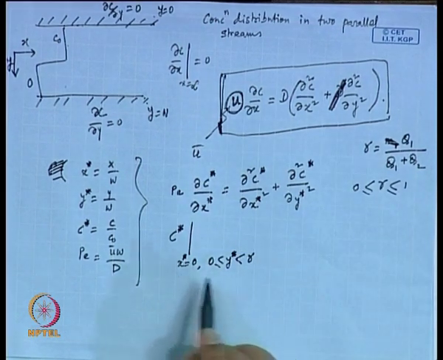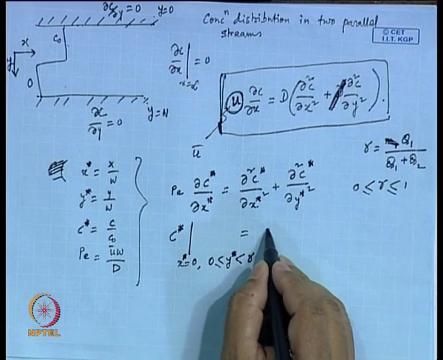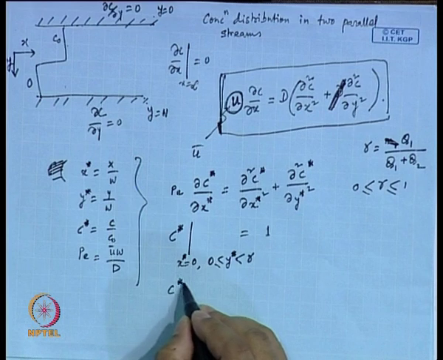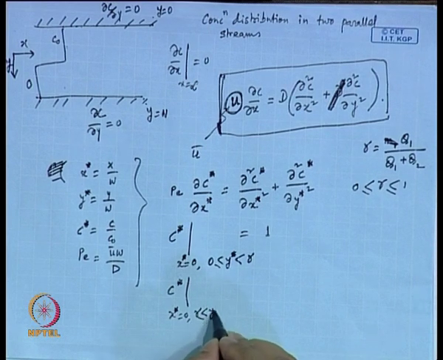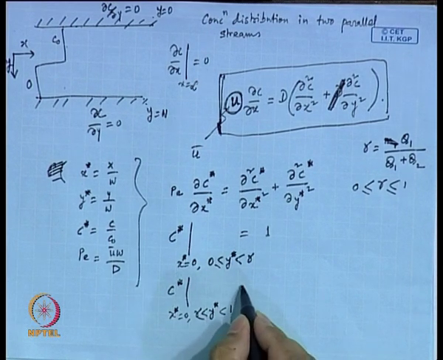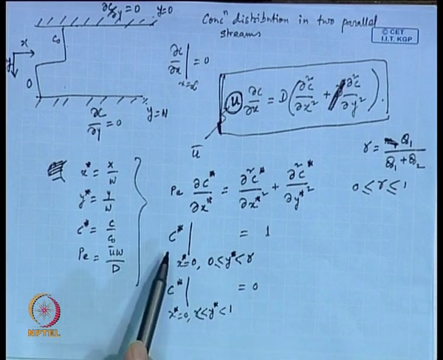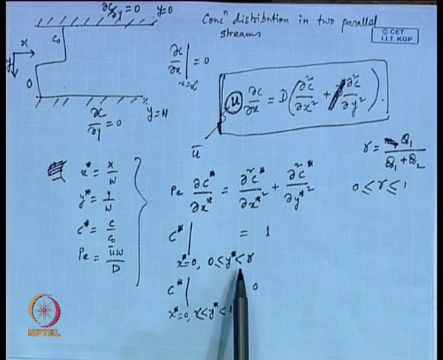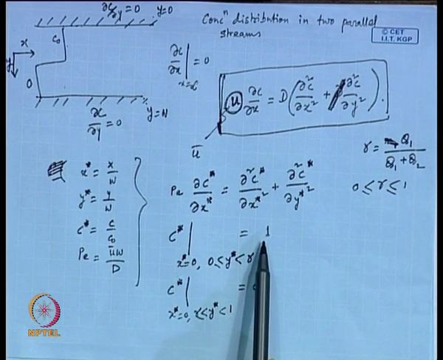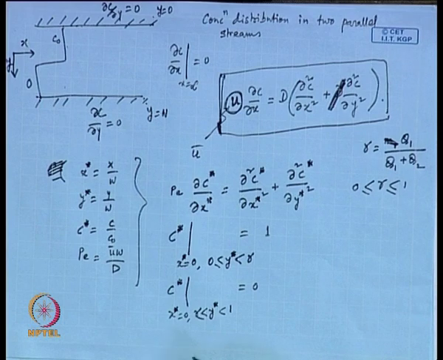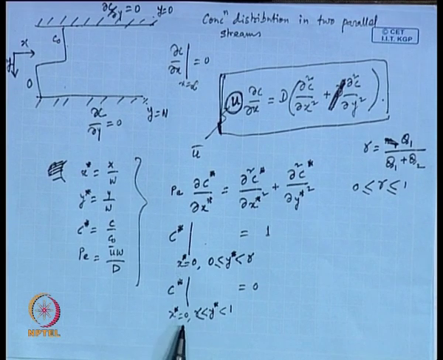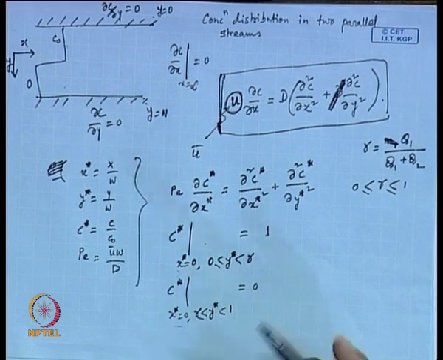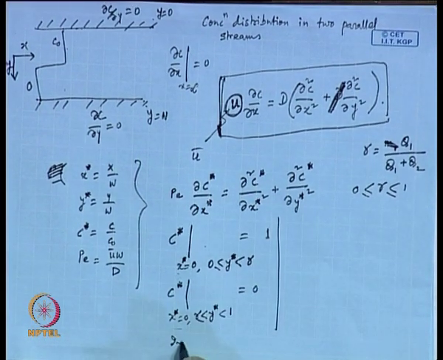So, this c star is equal to 1 at x star equal to 0, y star between 0 and gamma, and c star is equal to 0 for y star between gamma and 1. So, at the inlet, the stream that is having the higher solute concentration, in a dimensionless form, that is equal to 1, and the one which has the lower or the 0 solute concentration, that would remain 0. So, all these two conditions are valid for x star equal to 0. This I have written is at the inlet.